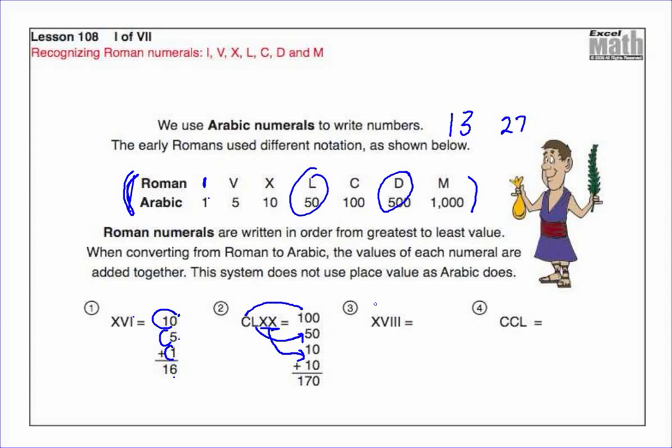All right, go ahead and try numbers 3 and 4. Pause the video, turn it back on when you're ready for the solution. X, by looking at the chart, you can see is 10, V is 5, and you have 3 1s. You can write 1, 1, 1, or you can just write a 3. When you add those together, you get 18. Here's C, which is 100, and another 100, so you can write 100 and 100, or write 200. And L is equal to 50, so you just add those together to get 250.